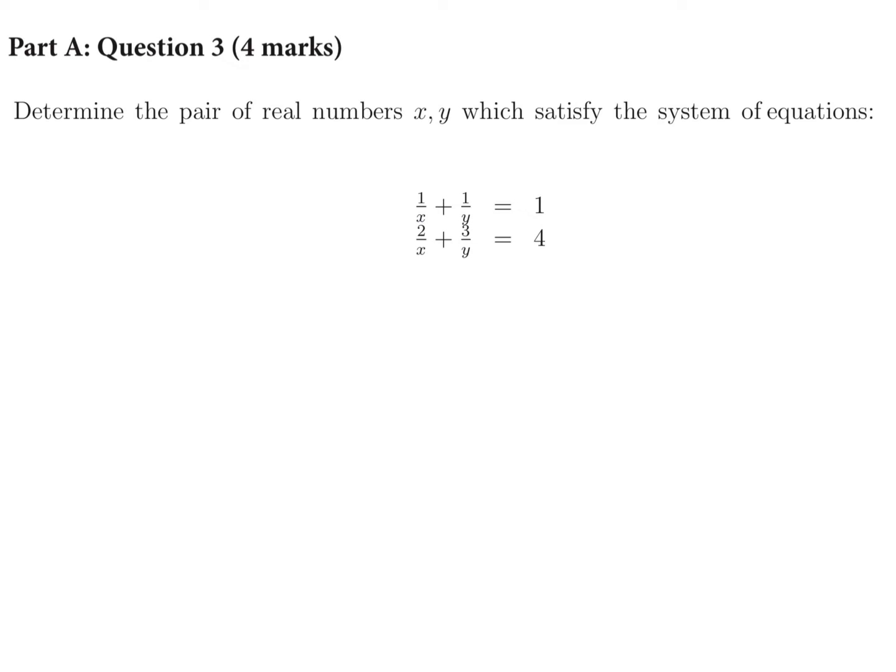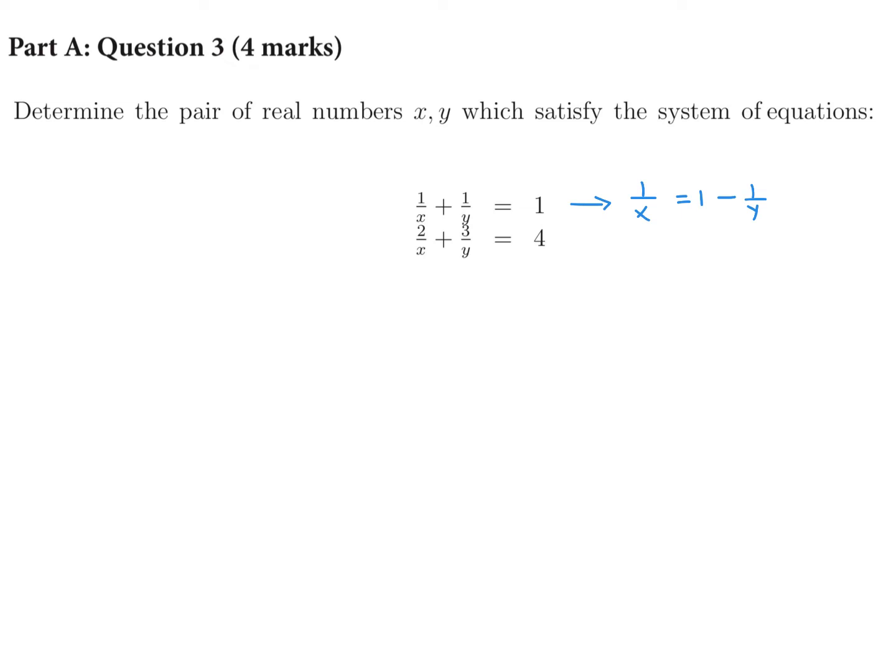Determine the pair of real numbers x, y which satisfy the system of equations: 1 over x plus 1 over y is 1, 2 over x plus 3 over y is 4. Okay, well, let's see here. Where do I proceed? Let's just go with this one. 1 over x would be 1 minus 1 over y.